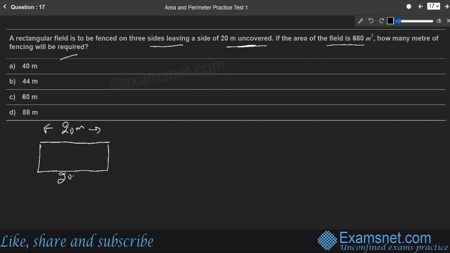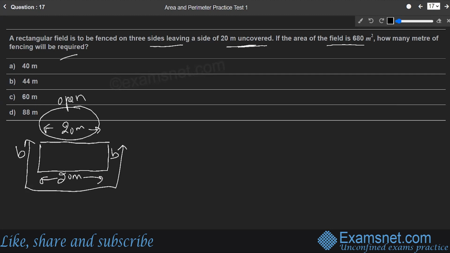So the side opposite to it will also have the same length, and the other two sides, the breadth, are not given. So let us assume the breadth to be b and b. We are supposed to fence around these three sides and leave this particular side open. This is what we have to do. He says three sides, leaving a side of 20 meter uncovered. So the 20-meter side has been left uncovered, and then it has been fenced.